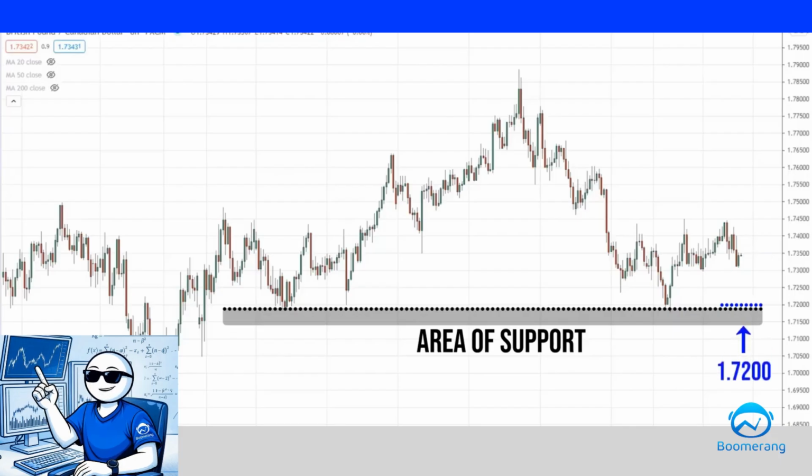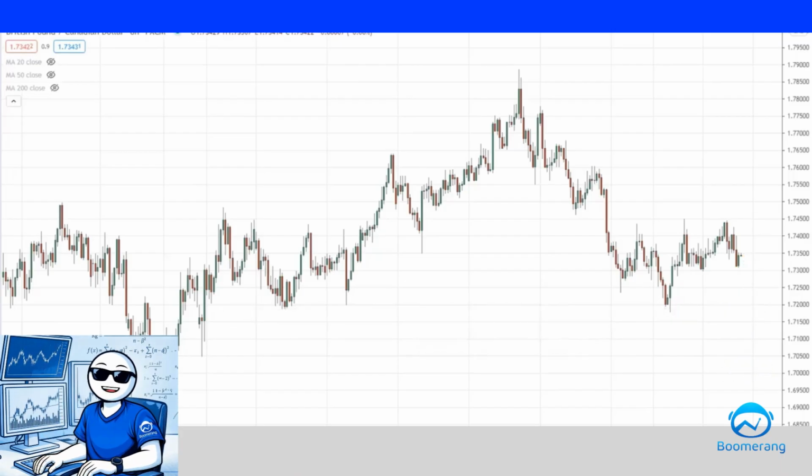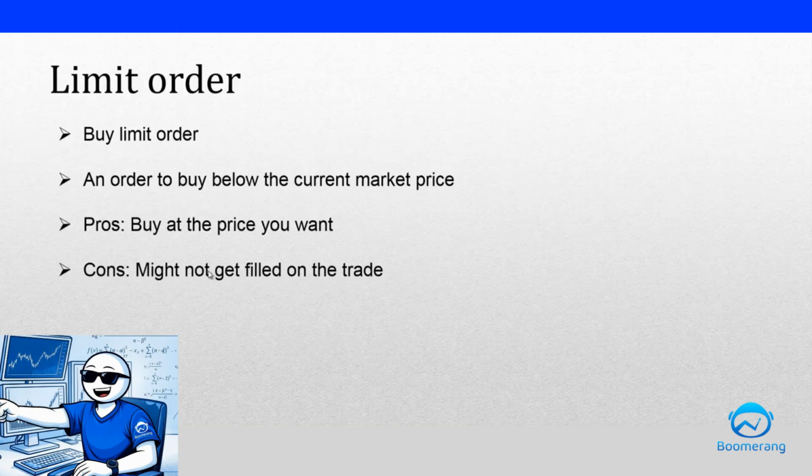So this means only if the market comes down low enough into this 1.72 level, only then will you get filled. If not, you won't be in this trade. So this is what a buy limit order means. Of course, the good thing about it is that you get to buy at the price you want. The downside is you might not get filled on the trade.